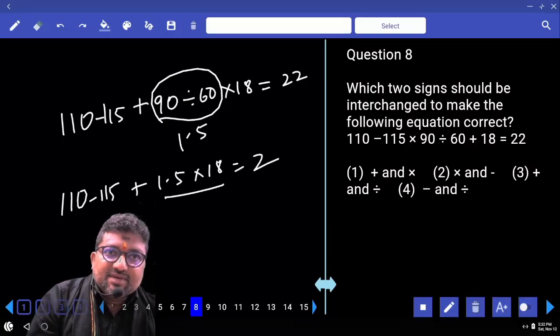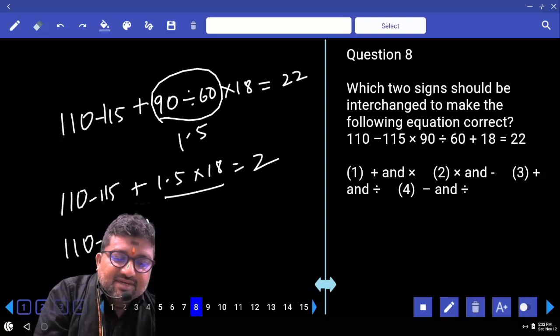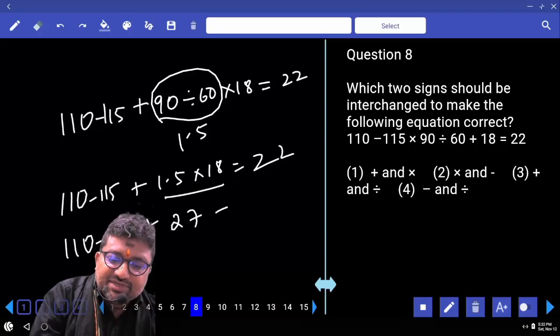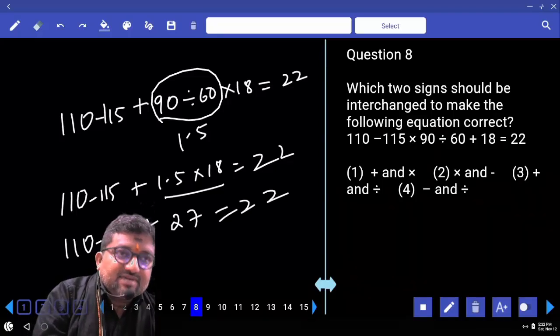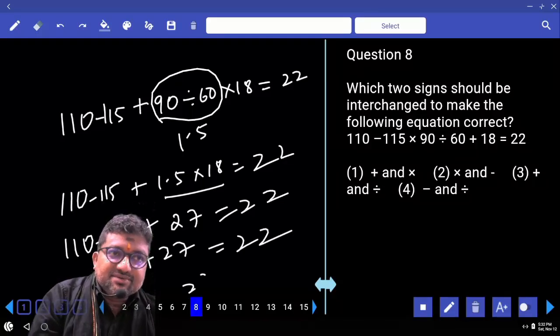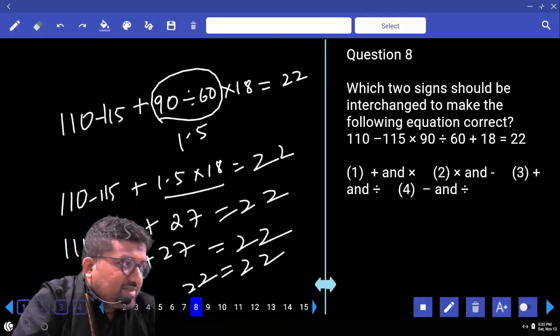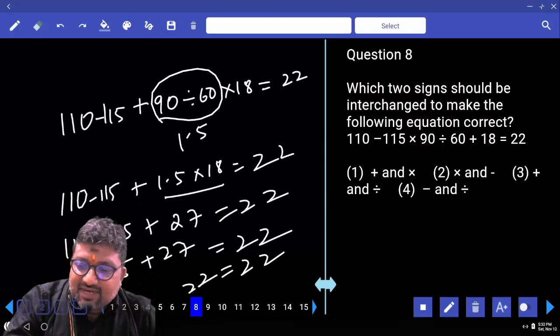Next I have to multiply 1.5 into 18. 110 minus 115 plus 1.5 into 18 is 27. It should be equal to 22. 110 minus 115 is minus 5, plus 27 equals 22. Then this 22 is equal to 22. Left hand side is equal to right hand side. My answer is 22. Happy. I'll mark answer as 1.